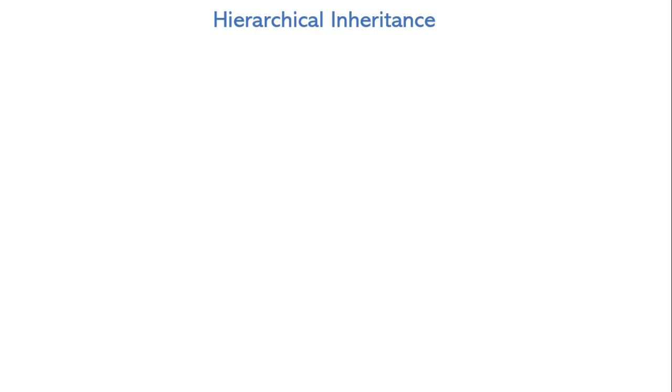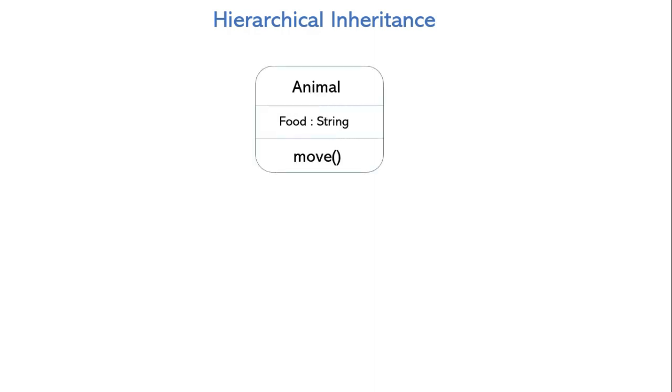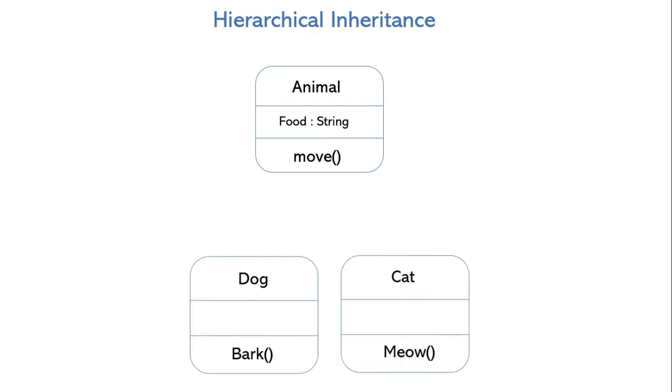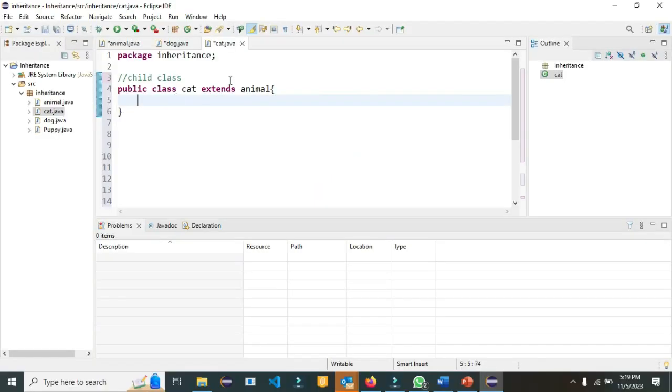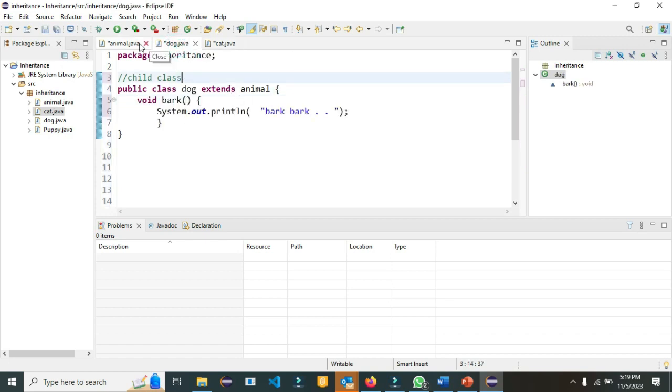In hierarchical inheritance, we have one parent, animal in this case, with two children, dog and cat. So the dog extends animal and the cat extends animal. Let's see it in Java. In hierarchical inheritance, I also use the same example, animal class and dog class, and I add one more, the cat class. The cat class here extends the animal class, so the animal is the parent of the cat. And the dog here also extends animal, so the dog is the child of the animal.